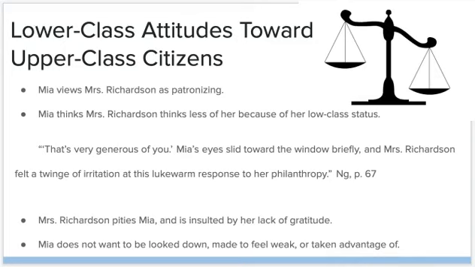"That's very generous of you." Mia's eyes slid toward the window briefly, and Mrs. Richardson felt a twinge of irritation at this lukewarm response to her philanthropy.